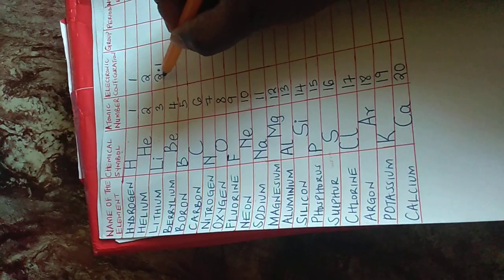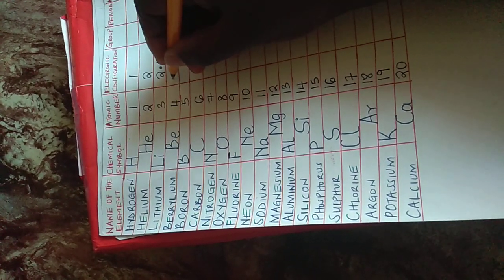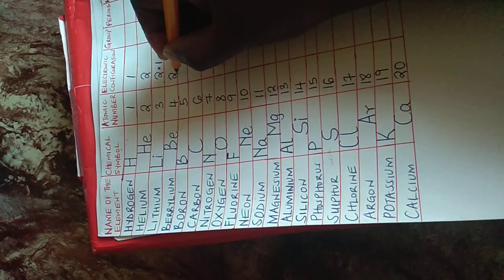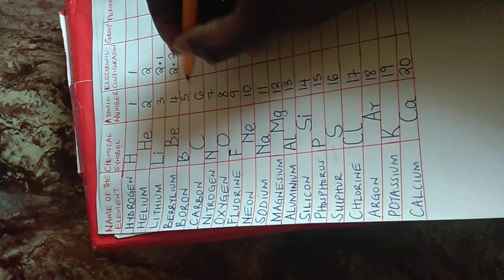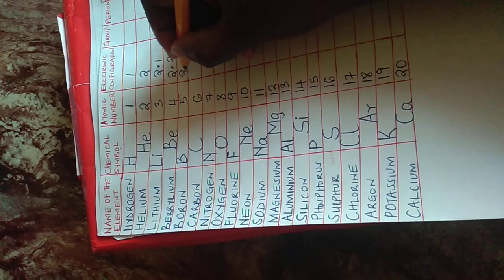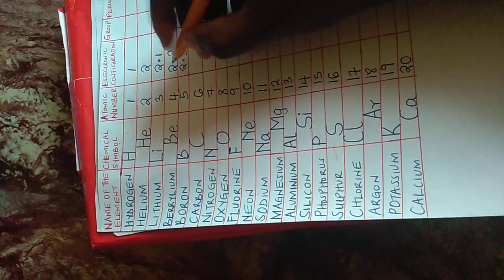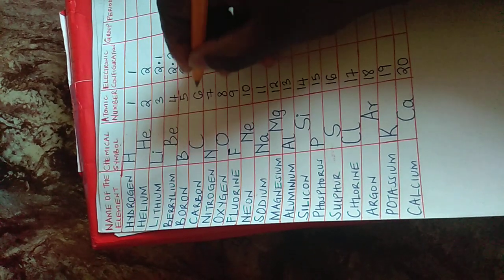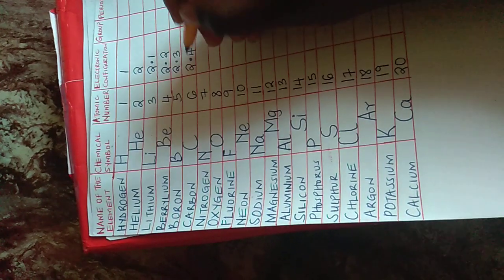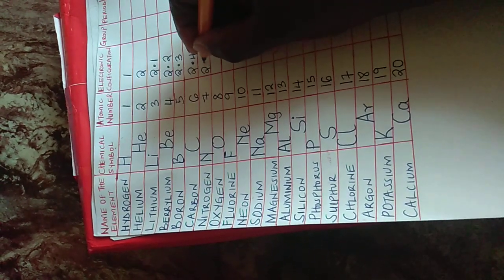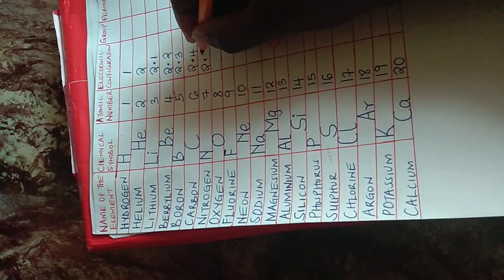Sababu hizi lazima ziwe zina add up to the atomic number. So beryllium inajaza the first with 2, zinabaki ngapi? 4 minus 2, 2. Boron inajaza the first, zinabaki ngapi? 5 minus 2, 3. Carbon inajaza the first energy level, zinabaki ngapi? 6 minus 2, inabakisha 4. Nitrogen inajaza the first energy level na 2, inabakisha ngapi? 7 minus 2, na inakuwa na 5.